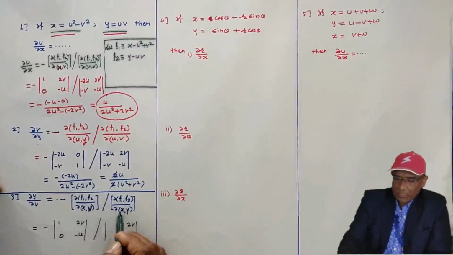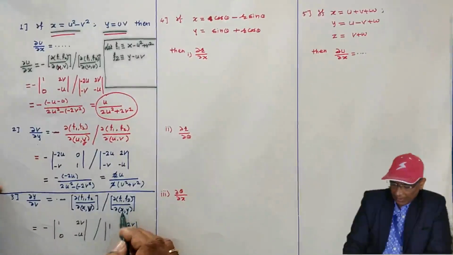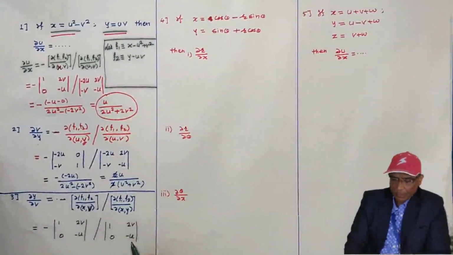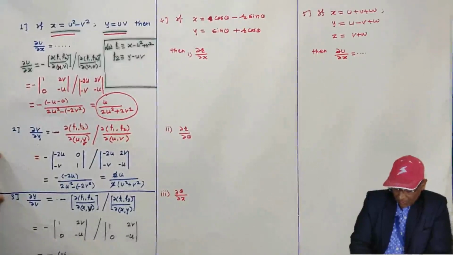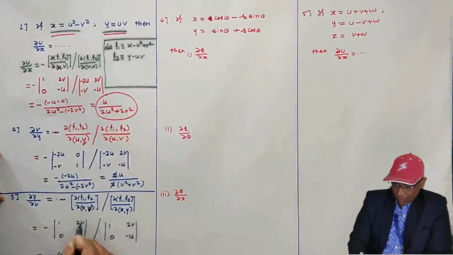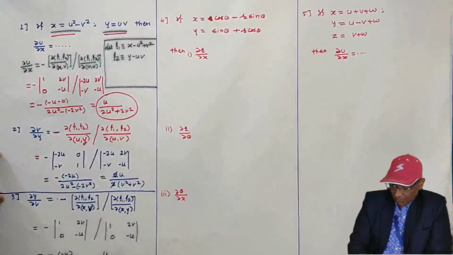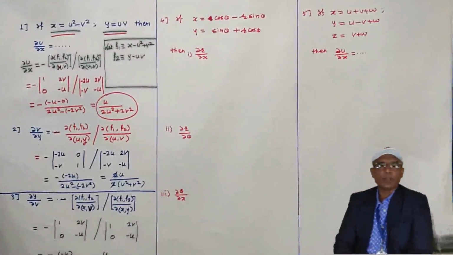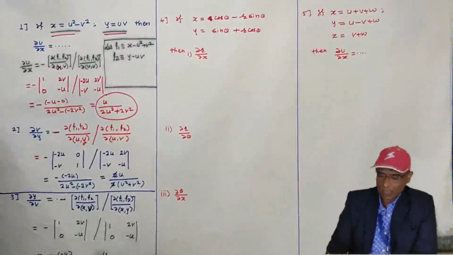Now del f1 by del x is 1, and del f2 by del x is what? 0. Is it? Minus what? The product of these two is 0, so minus of 0 is u by minus u. It is equal to minus 1. Okay, minus 1 is the value of del y by del y. So in this way, you can find the partial derivative using Jacobian. One problem of this type may be asked in the examination.